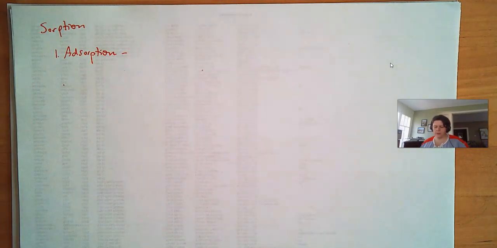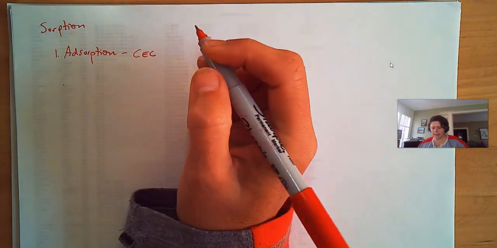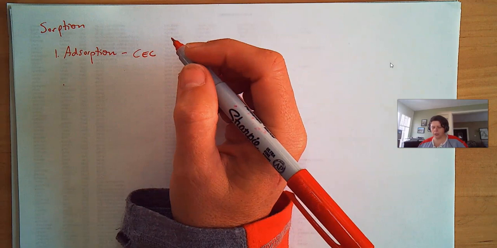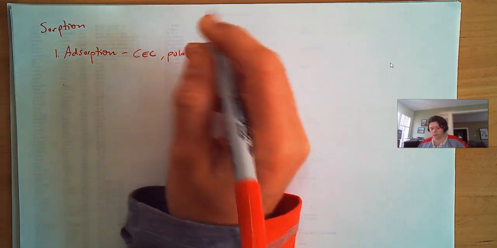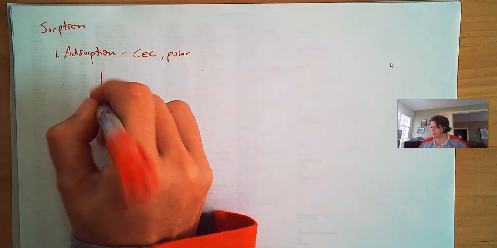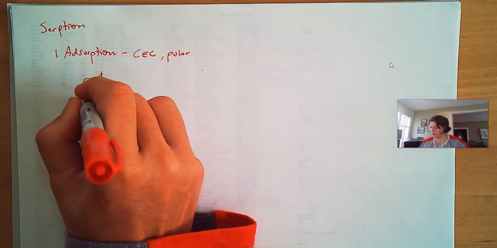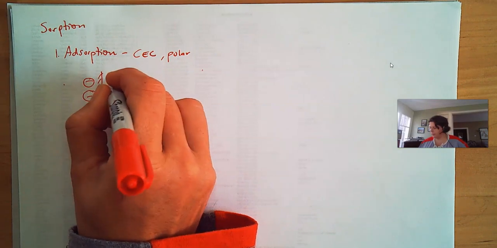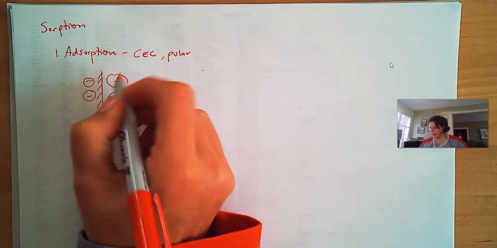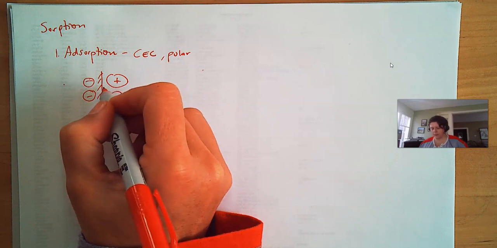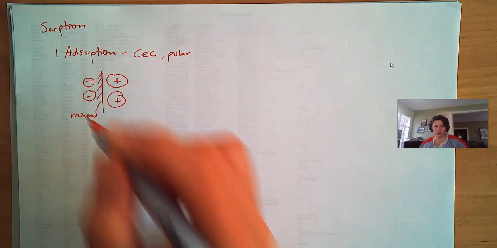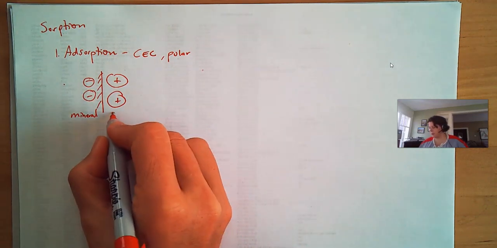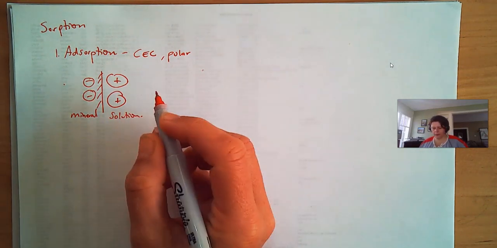Okay, so these are mainly cation exchange capacity, but also attraction of polar or neutral molecules. So we can go with polar or neutral molecules into here. So we've got our clay here with our negative charges, and then we've got our generic cation that is outside of it, that is adsorbed onto our mineral source. So this is our mineral source here, and this is in our solution over here.